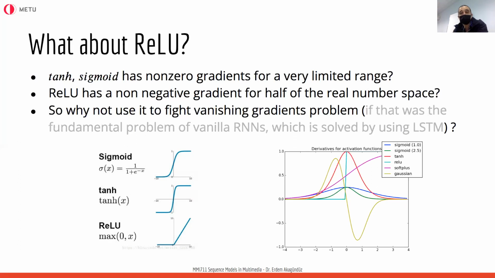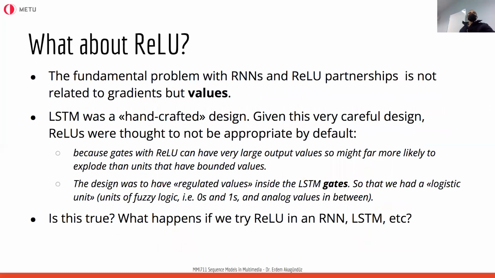Because LSTMs solve that problem with an architectural solution. People have tried ReLU LSTM, but the original LSTM design is still more powerful because we have fixed the problem of vanishing gradients with an architectural solution. Okay, good. The fundamental problem with RNNs and ReLU's partnership is not related to gradients but values. It's a handcrafted design, and the things that I've been talking about in previous slides. Just like I said, it needs regulated values, and the vanishing gradient problem was solved in an architectural manner.